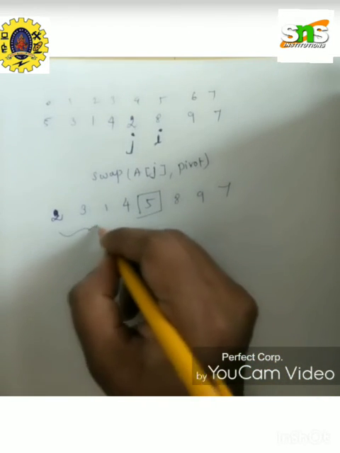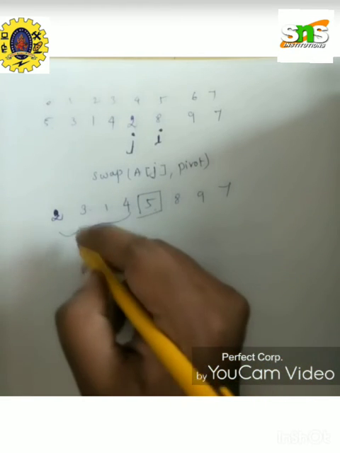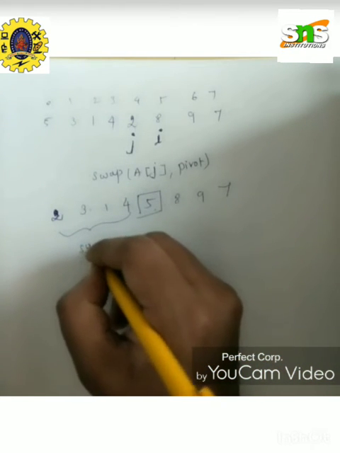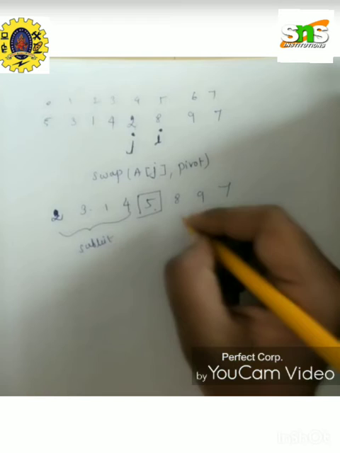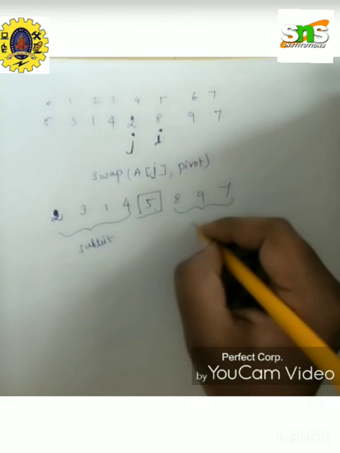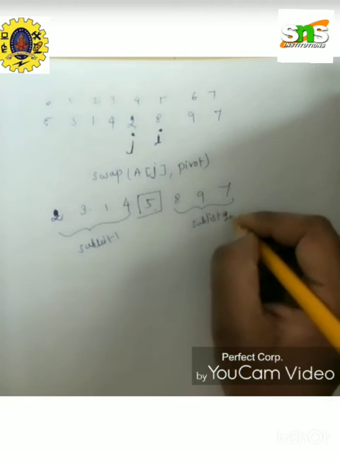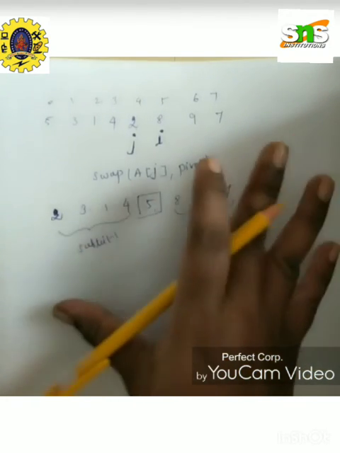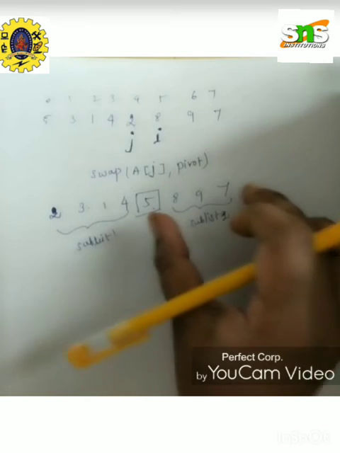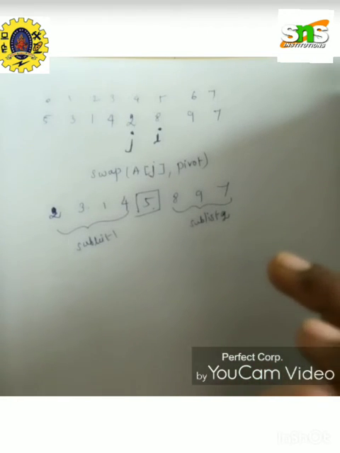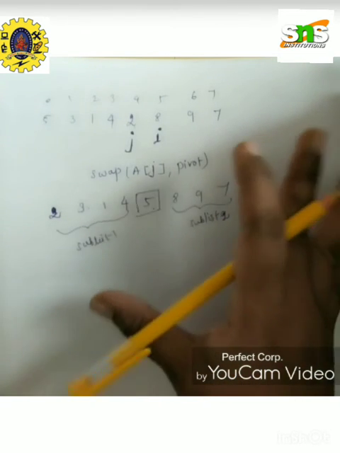So check here: the values less than the pivot are in a separate sublist, the left sublist, and values greater than the pivot are in the right sublist. This is sublist 1 and sublist 2. See, we are going to apply the same process for this list and separately this list. Finally you can get a sorted list.